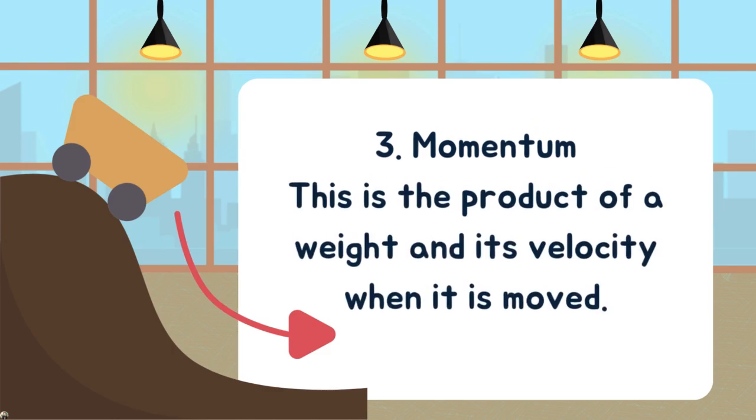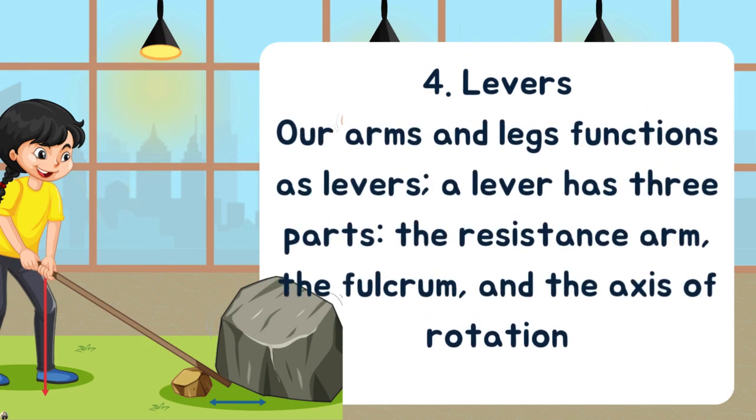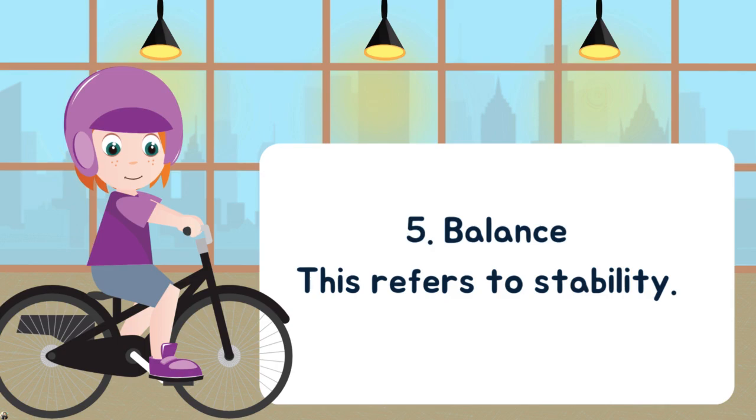Third is the momentum. Momentum is the product of a weight and its velocity when it is moved. Levers. Our arms and legs function as levers. A lever has three parts: the resistance arm, the fulcrum, and the axis of rotation. Balance. Balance refers to stability.